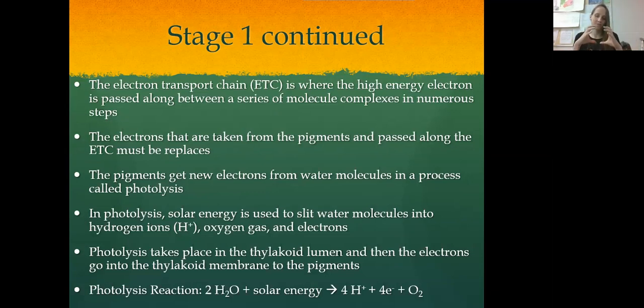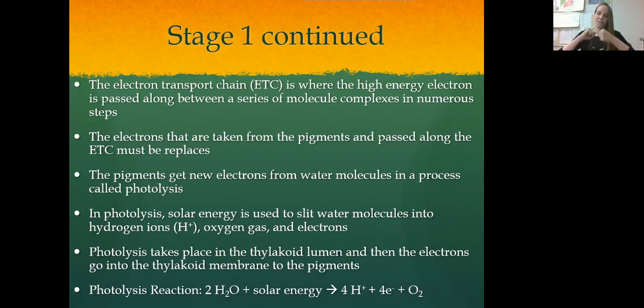After the excited electron leaves the photosystem, it goes into the ETC. That pigment now needs to get new electrons, and it does that through a process called photolysis. Photo meaning light, lysis meaning to break down. This is using light to break something apart. In this case, it's using solar energy to break apart a water molecule.